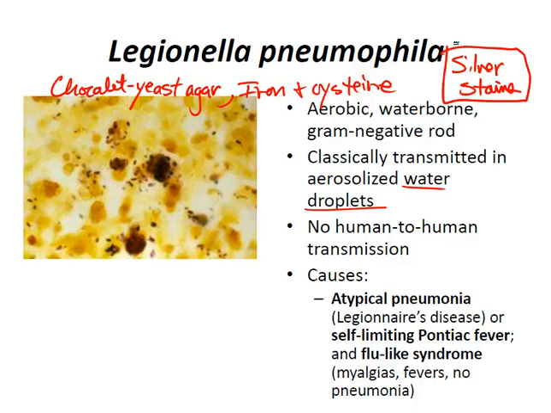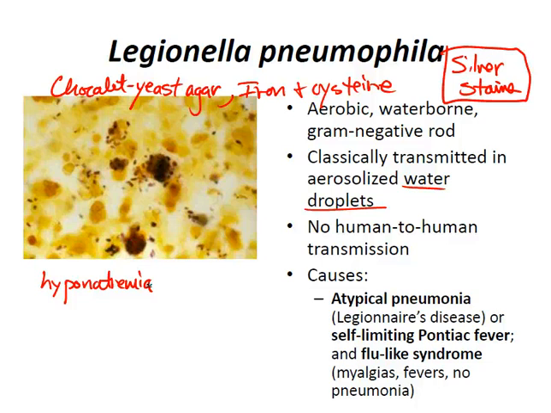It causes severe atypical pneumonia, also known as Legionnaires' disease, or self-limiting Pontiac fever, a flu-like syndrome which leads to myalgias and fevers, but no pneumonia. The biggest thing here is you can get a hyponatremia, less than 130 milliequivalents per liter. This is an important distinguishing feature of Legionella pneumonia. You get a serum sodium of around 130 instead of 140.